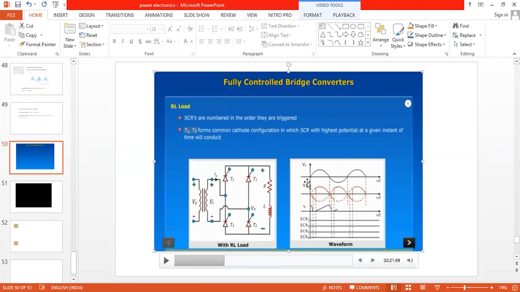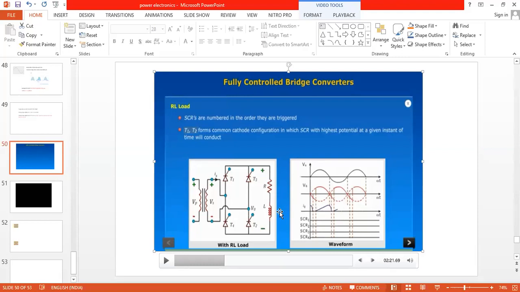Any student, I can ask the question. Remember this one. Case 1, what we have to write? Case 1 at omega t equal to alpha. You can see we are assuming 30 degrees at omega t equal to alpha. SCRs T1 and T2 are turned on, and current flows through the SCR.